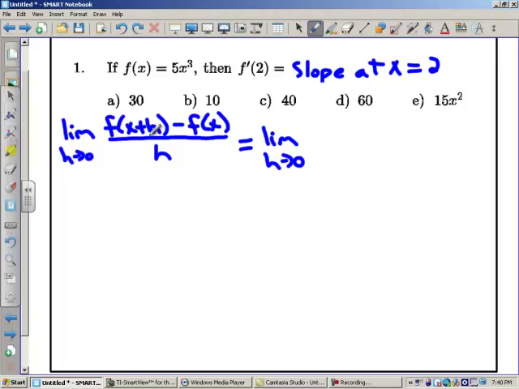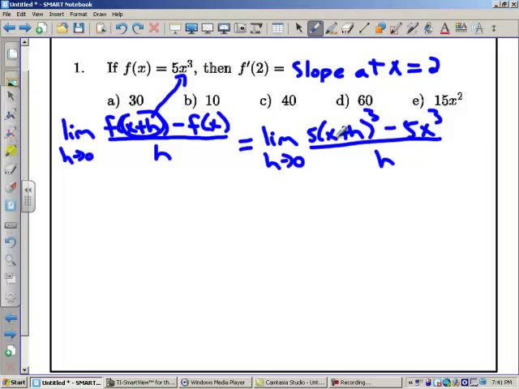So what is f of x plus h? Well, that means we're going to take x plus h and plug it in for x. So that's 5 times x plus h cubed, and then minus f of x, which is right there: f of x is 5x cubed. And this is all over h. See, we've done this before. This won't be too bad. We're going to do a little bit of algebra, and we're going to have to expand this x plus h cubed out, but if we remember the binomial expansion, it won't be too bad.